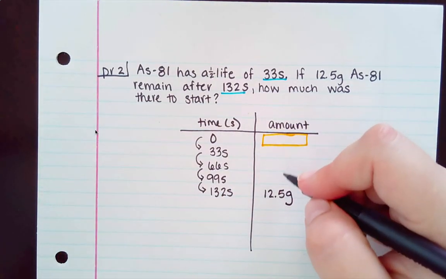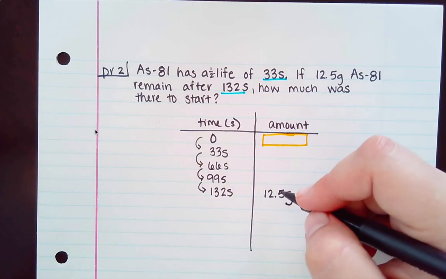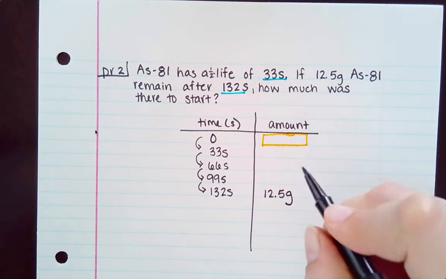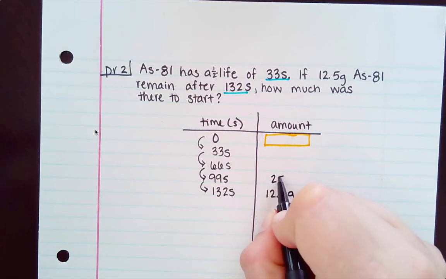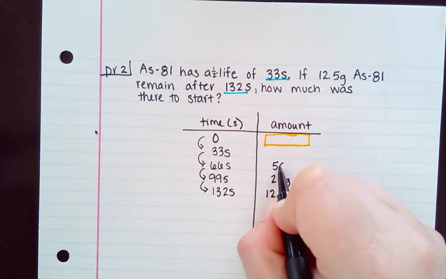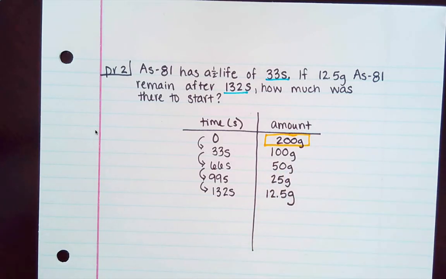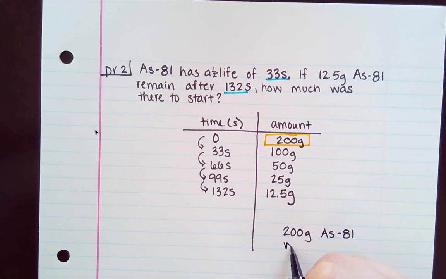So if when we worked our way down, we divided it in half, divided by 2, we're going to double it on the way up. So if we work backwards, double 12.5 is 25, double 25 is 50, double 50 is 100, double 100 is 200. So our answer is 200 grams of arsenic 81 were present to start. Or you could say were present 132 seconds ago.